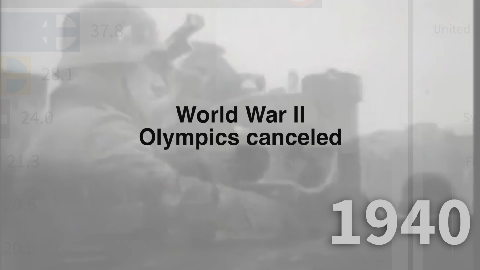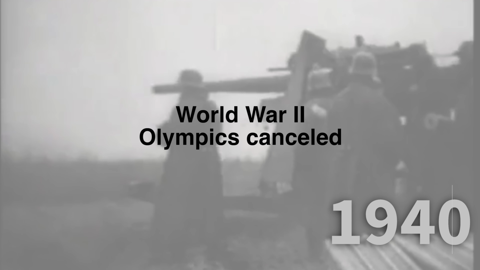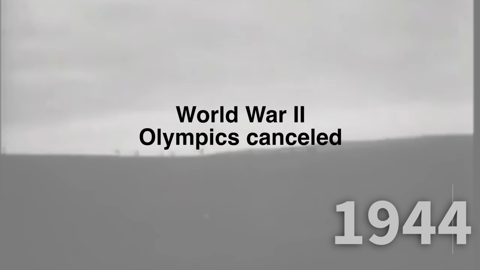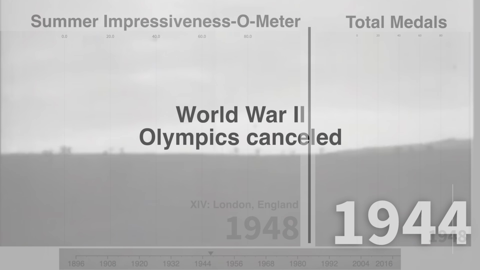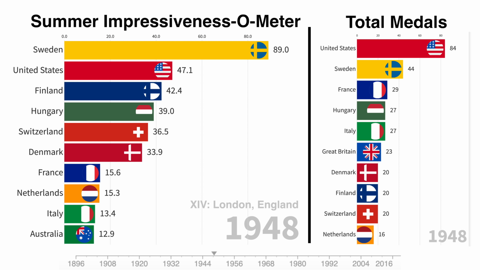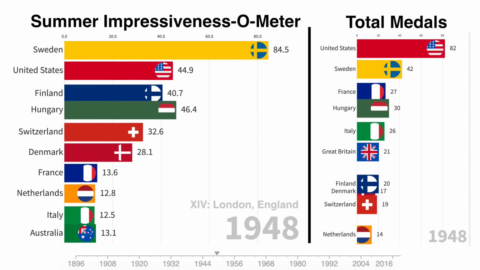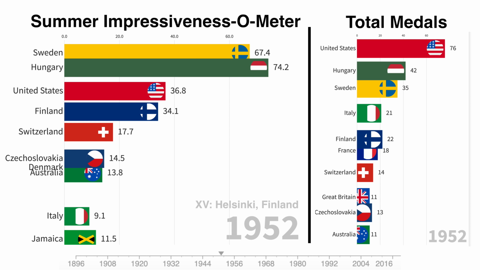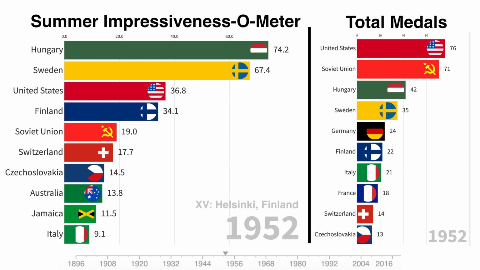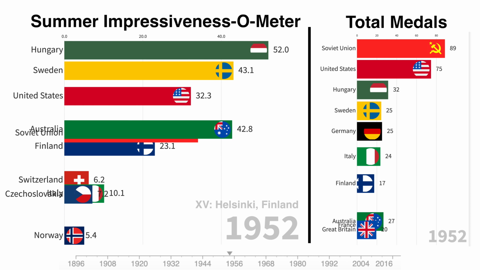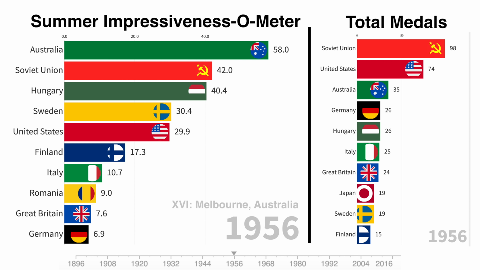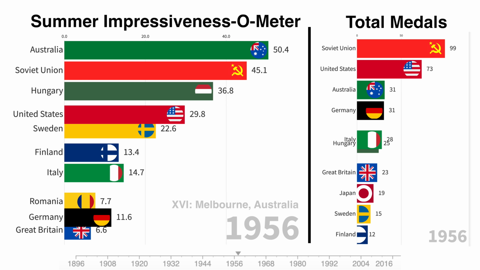The Nazis don't get a chance to repeat their performance, and it's completely their own fault, as World War II interrupts the Games for 12 years. Picking back up in 1948, Sweden is back in the lead, and Hungary registers a top 5 placing, then leaps all the way to first in 1952. Australia claims the top spot at home in 1956, and 4 years later is leapfrogged by the Soviet Union.